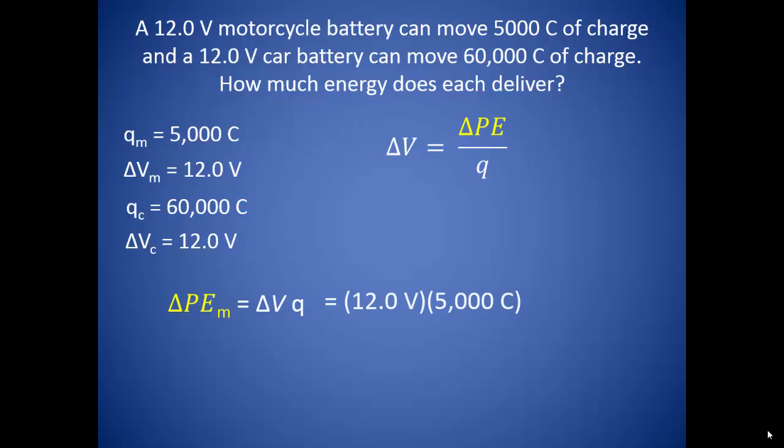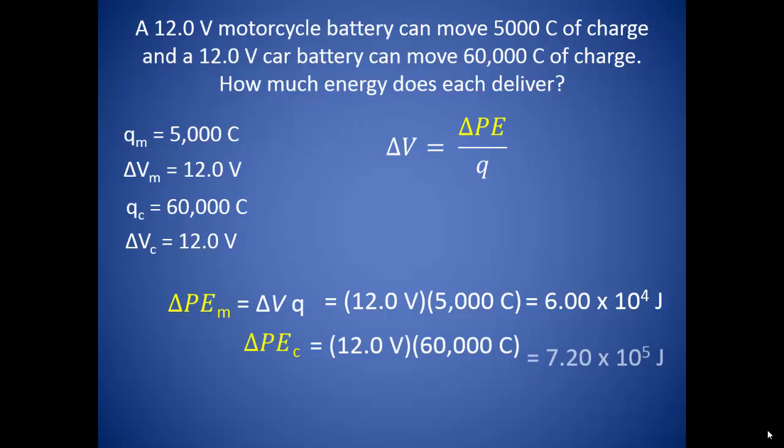So the charge on the motorcycle battery is 5,000 coulombs. So the change in potential is 6 times 10 to the 4th joules. The car battery holds a charge of 60,000 coulombs and so has a change in potential of 7.2 times 10 to the 5th joules. Even if you have two batteries with the same potential difference, or voltage, they may not be able to supply the same amount of energy.